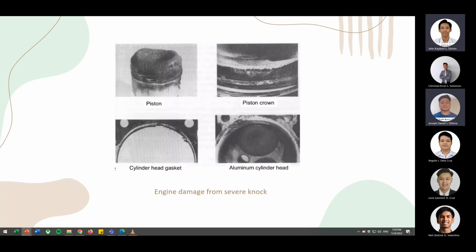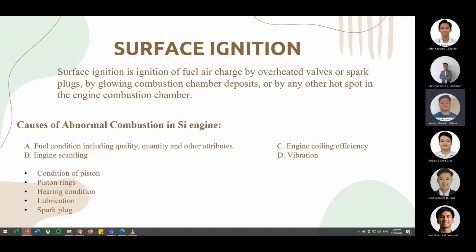These are pictures of engine damage from severe knock. Next.